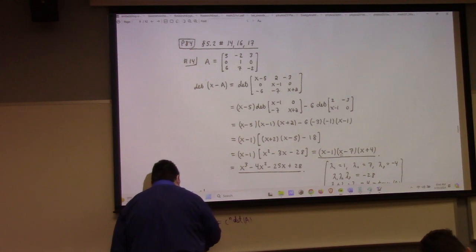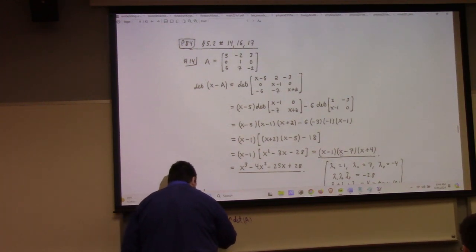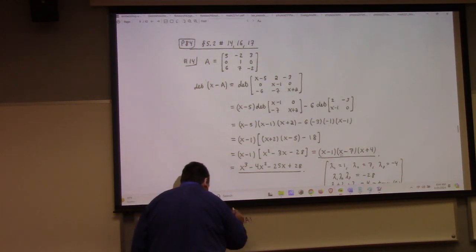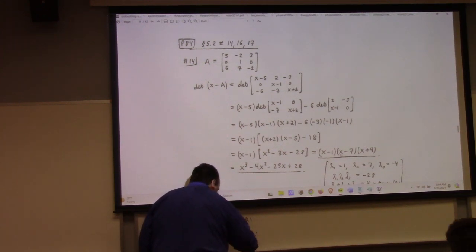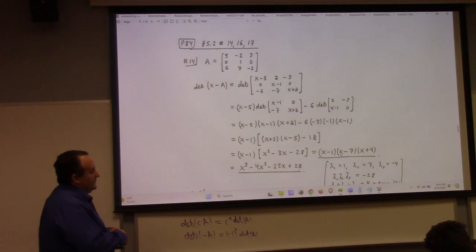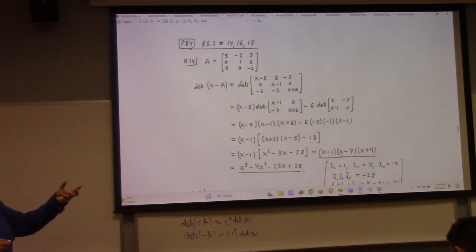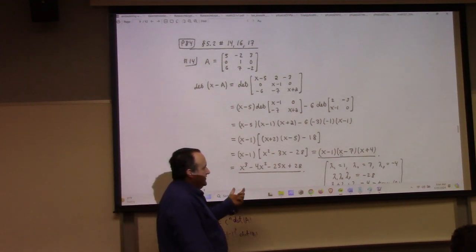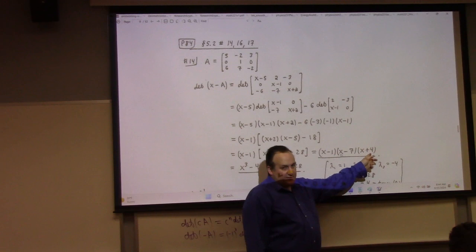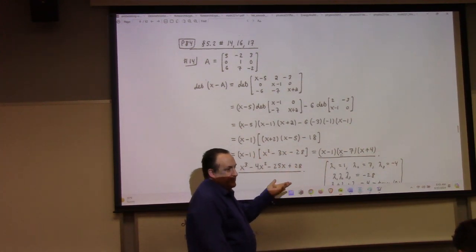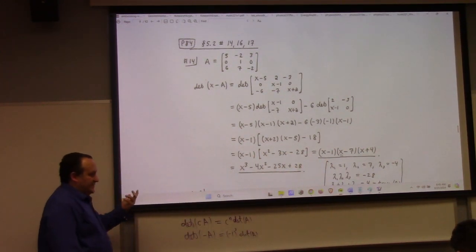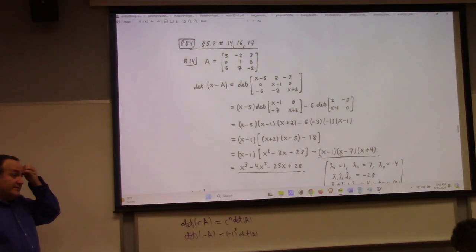So if we're talking about the determinant of minus A, we've got minus 1 to the 3 times the determinant of A, right? And so that's why that 28 in the characteristic polynomial is not the determinant, it's minus the determinant, which is good because the eigenvalues here are 1, 7, and minus 4, the product of which is the determinant, the product of which is minus 28. Right, so that all gels.